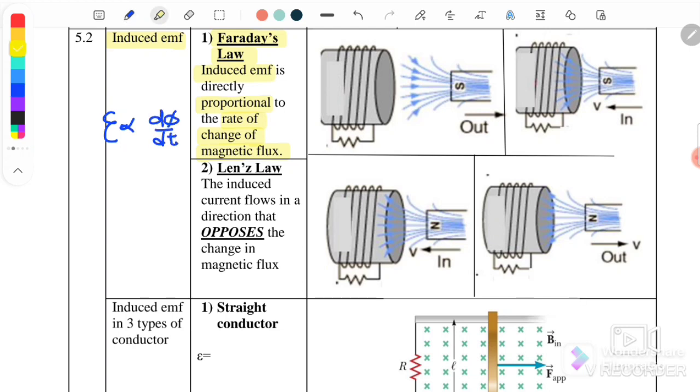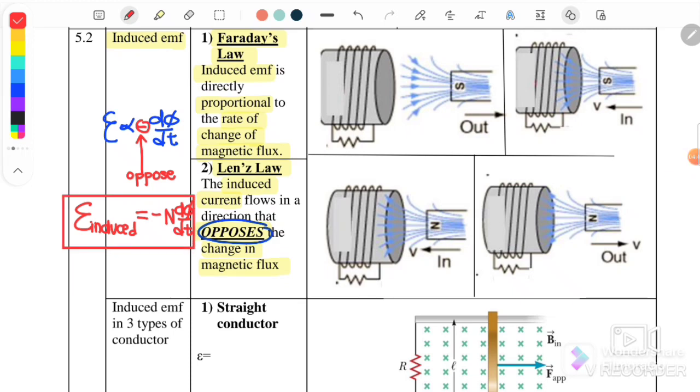The second law of induced EMF is Lenz's law. Lenz's law states that the induced current flows in a direction that opposes the change in the magnetic flux. Meaning Lenz's law doesn't want any change in the magnetic flux. If there is any change, it will try to produce an induced current in such a way as to oppose the change. Because of the word oppose, we must include a negative sign. Negative means it opposes the change of the magnetic flux. Therefore the equation for the induced EMF is equal to negative d flux over dt, and if there are many turns, multiplied by N. So this is the general equation for induced EMF.